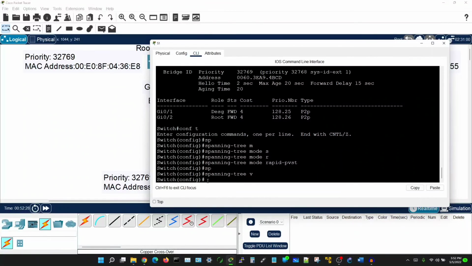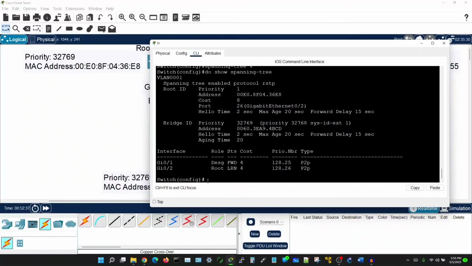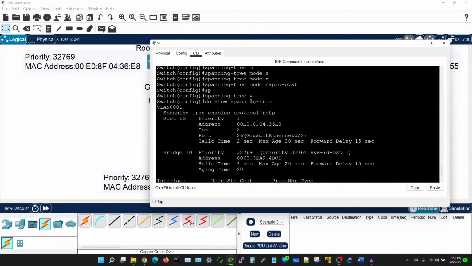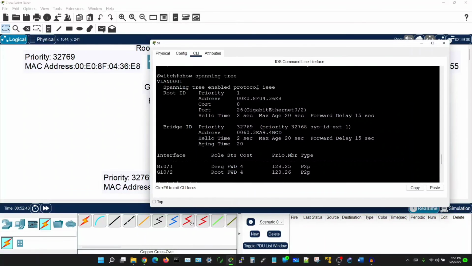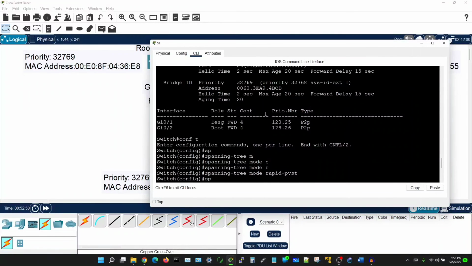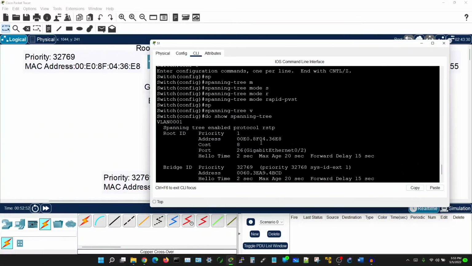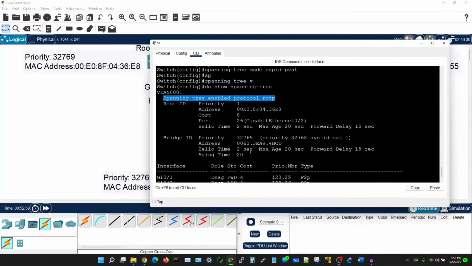So how about now we do show spanning tree. Okay, now we see that we're no longer using the old spanning tree protocol IEEE. Instead, we're using the more efficient spanning tree protocol, rapid spanning tree.